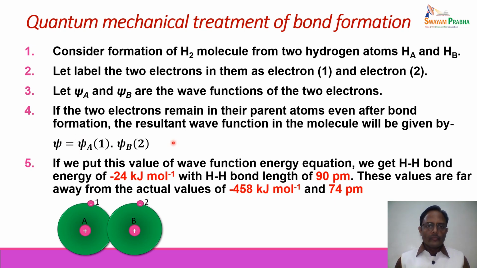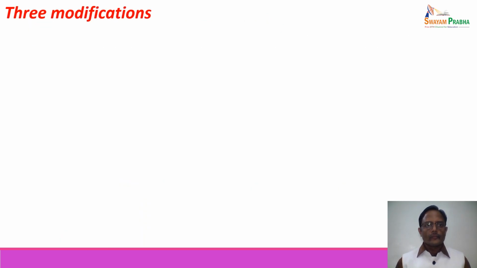So it means that we cannot use this particular wave function where both the electrons are present with their own atoms even after formation of the bond. This wave function needs to be corrected considering certain more aspects. Those step-by-step corrections we will try to understand. There are three modifications which have been suggested for the wave function.